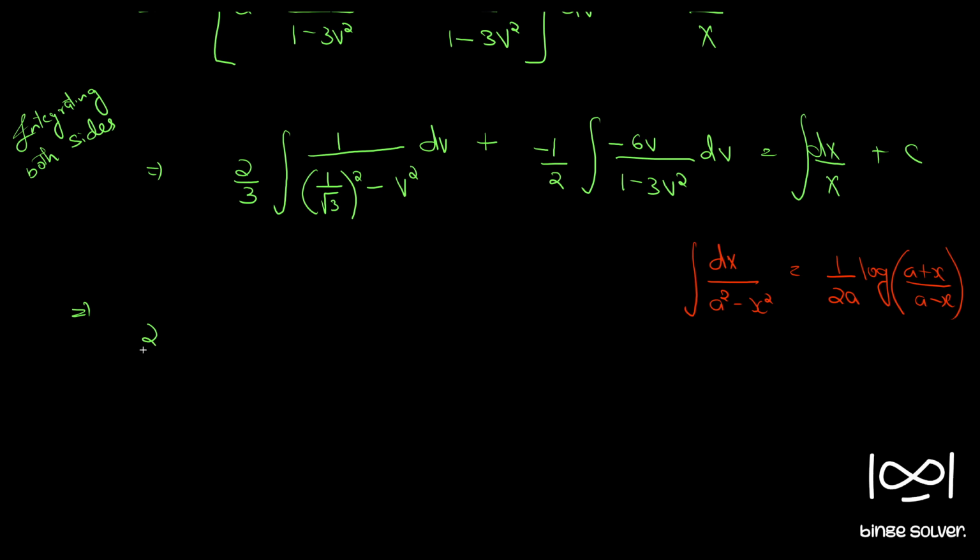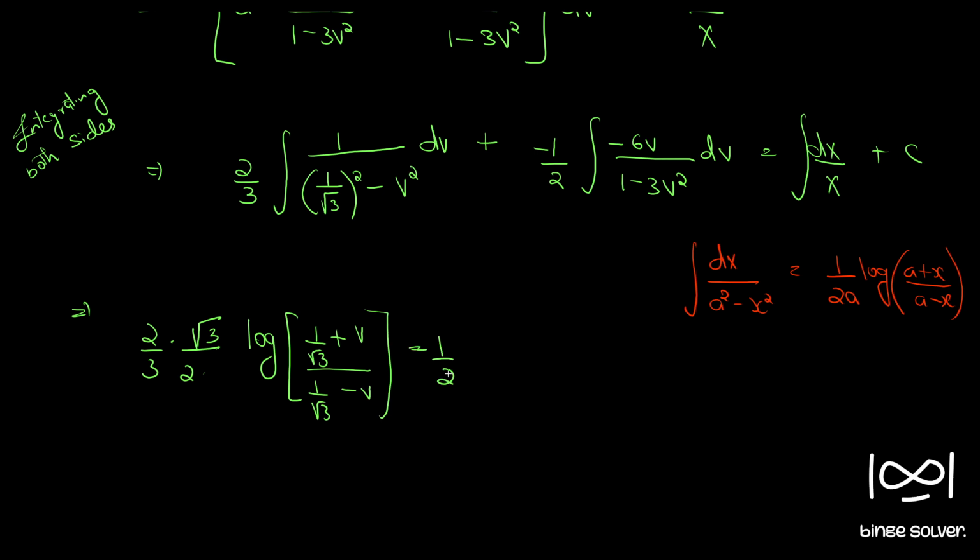So we have 2 by 3 into 1 by 2 into a. We have an a here. A is 1 by root 3. So this becomes 1 by root 3 into log (a plus x) by (a minus x). So a plus x is 1 by root 3 plus v by 1 by root 3 minus v, and then minus 1 by 2.